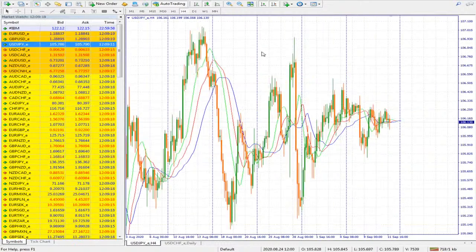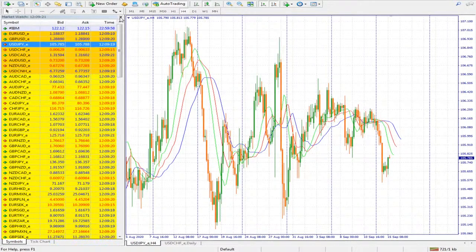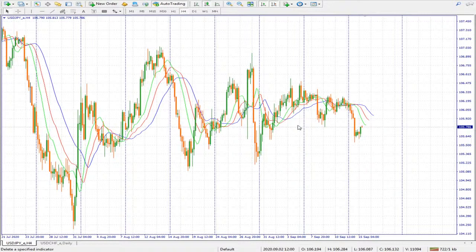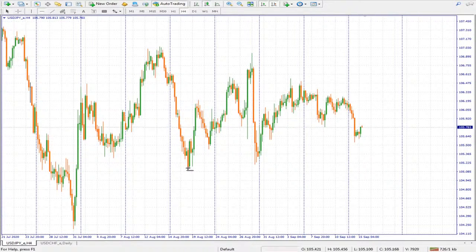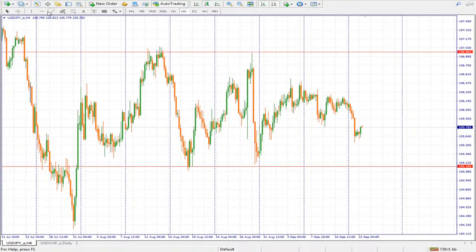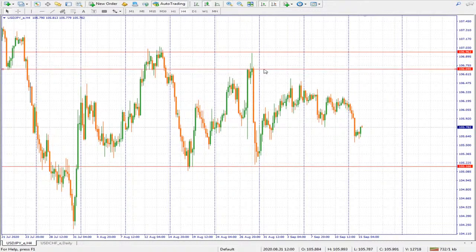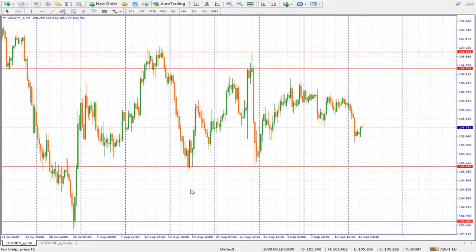So the next chart, this is USD JPY. USD JPY so far is bearish. We do have a support here, a resistance there, and levels there.